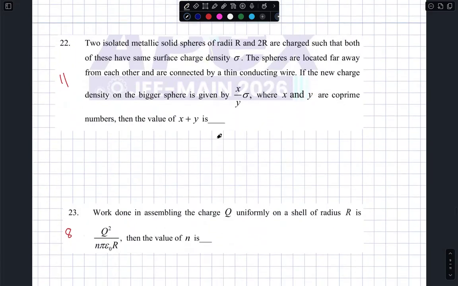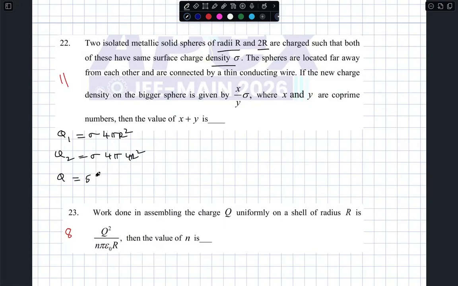Two isolated metallic solid spheres of radii R and 2R are charged such that both of these have same surface charge density sigma. The spheres are located far away from each other and are connected by a thin conducting wire. Finally, they will get the same potential. So you know what they have given? Initially, Q1 is sigma times 4 pi r square. Q2 is sigma times 4 pi 4r square. That is Q1 plus Q2. So total charge is constant.